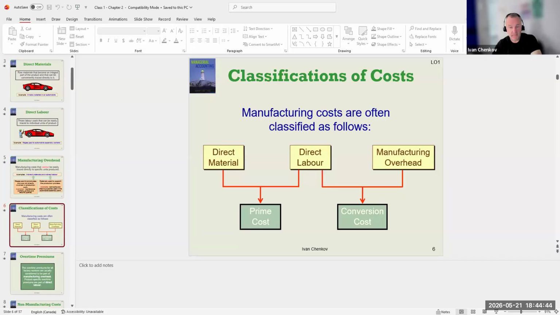Then we're going to take direct labor and pull it together with manufacturing overhead. Those two together will be our conversion cost. Why do they call it conversion cost? Because they're converting raw material into the finished product. So for that reason, direct labor and manufacturing overhead will be conversion cost. But on the other hand, direct material and direct labor is going to be prime cost. Why? Because they come first in the process of production.